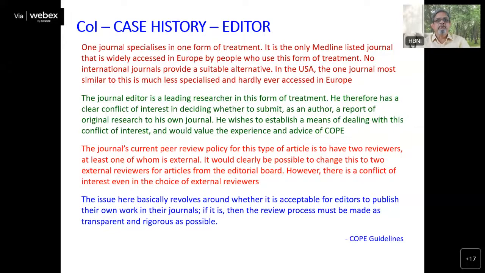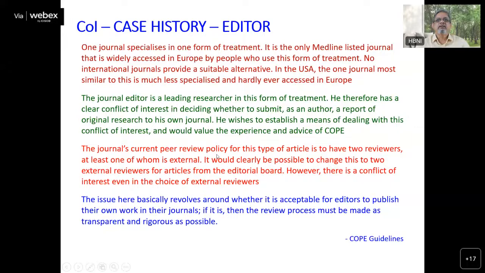Because he is also doing leading research in the same field as that journal, he has a clear conflict of interest in deciding whether to submit himself as an author a report of original research to his own journal. So then he wants to know from COPE how to deal with this. That look, I'm a leading researcher, I do work in this area itself, and this happens to be the only journal in which I can publish my work, and I'm the editor of this journal. What should I do?